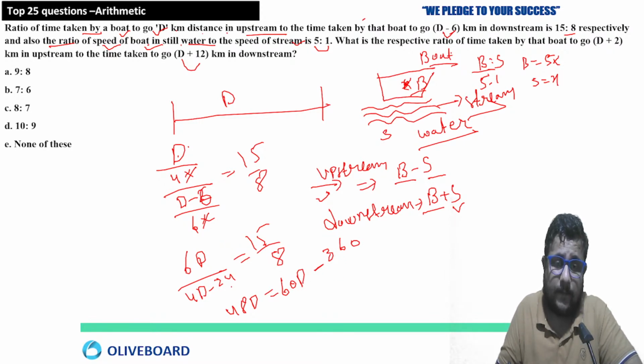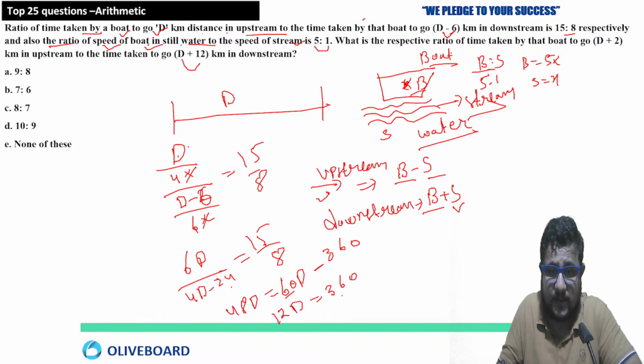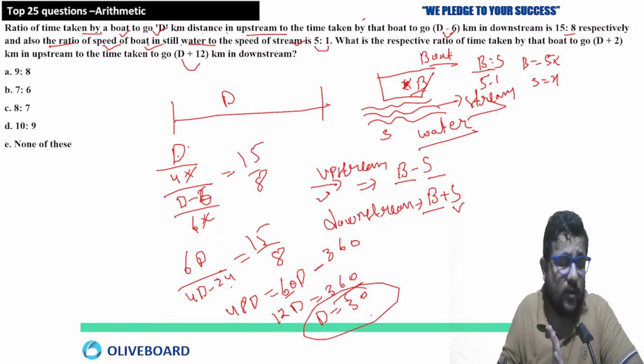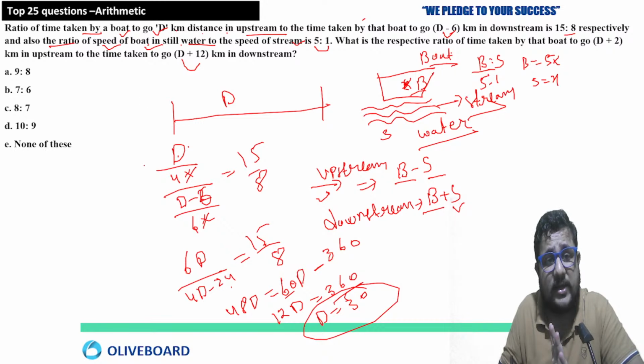So just wait. So 12d is equal to 360. So distance d is equal to 30, right? D is very good, Robin. D is equal to 30 here.